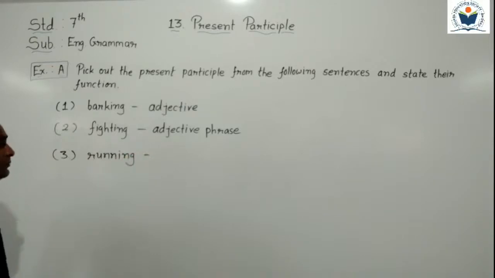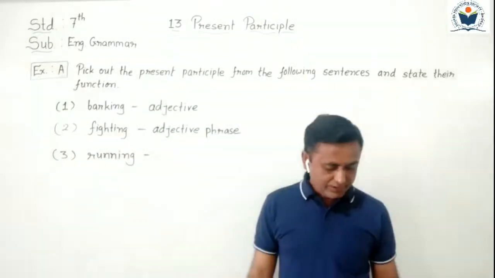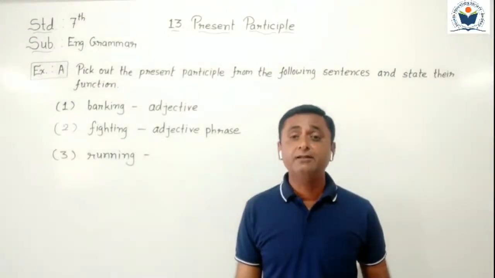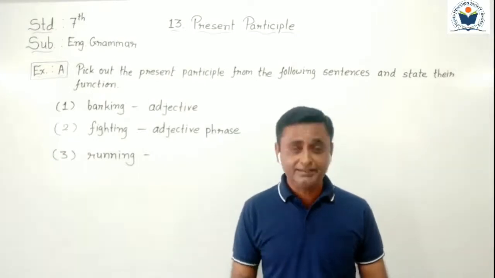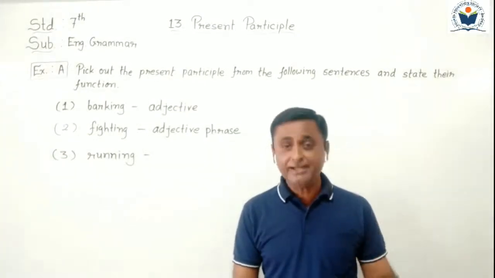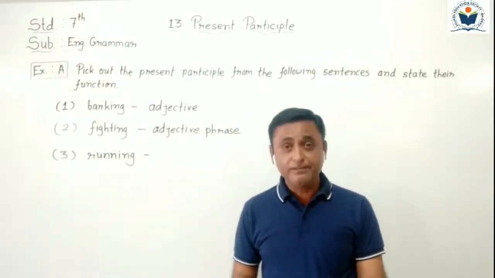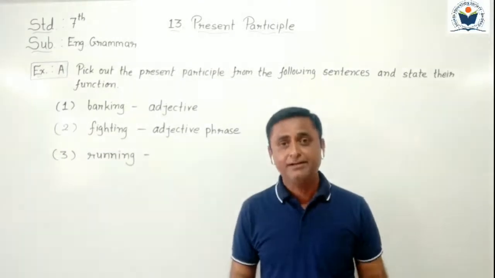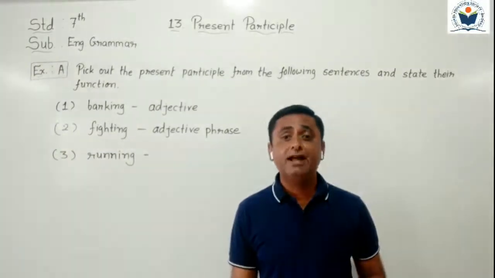Running. But what is the function of running here? Can you identify? So, running is here used as an adverbial. It is used as an adverb. Running down. Down is a verb here. To modify the verb, we use the adverb running. So, we can say that it is used as an adverbial.